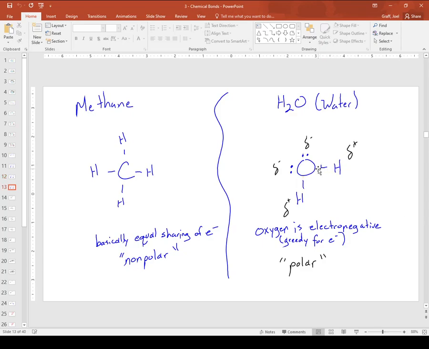Instead of using those arrows with the plus signs, we could also use some symbols to represent where there's a partial negative charge. This is the Greek letter delta. Partial positive charge over here by these hydrogens. So rather than those arrows, this is an alternative way.